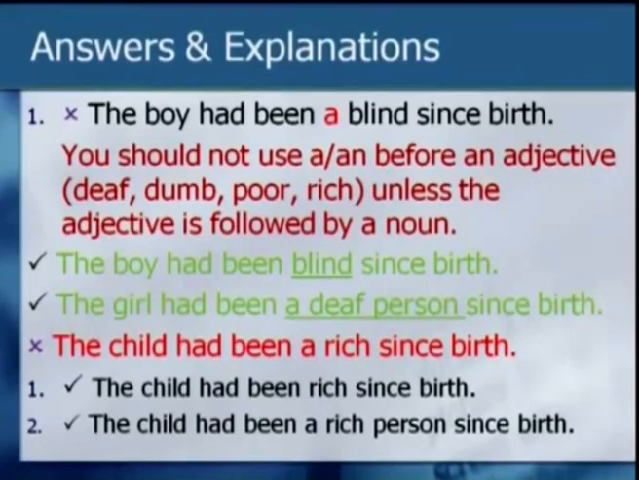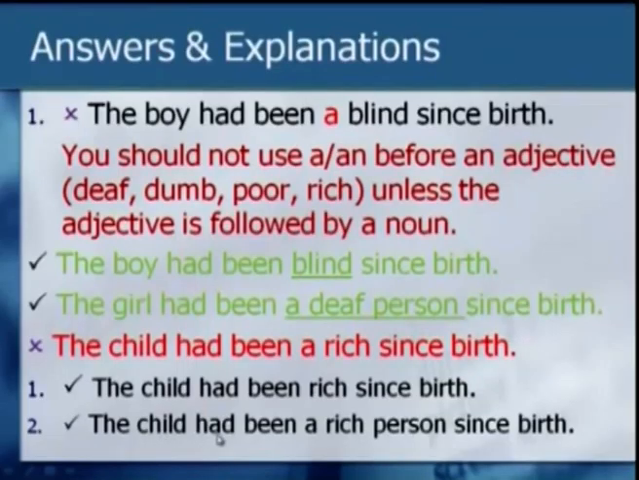Look at the error sentence I have given so that you understand this. The child had been a rich since birth. So a rich is wrong, but if you want to use it, there are two ways. Look at the first way. The child had been rich since birth. Now without the article, the child had been rich since birth, removing the article a. This is correct. Or if the noun is there to qualify the adjective, then you can use it.